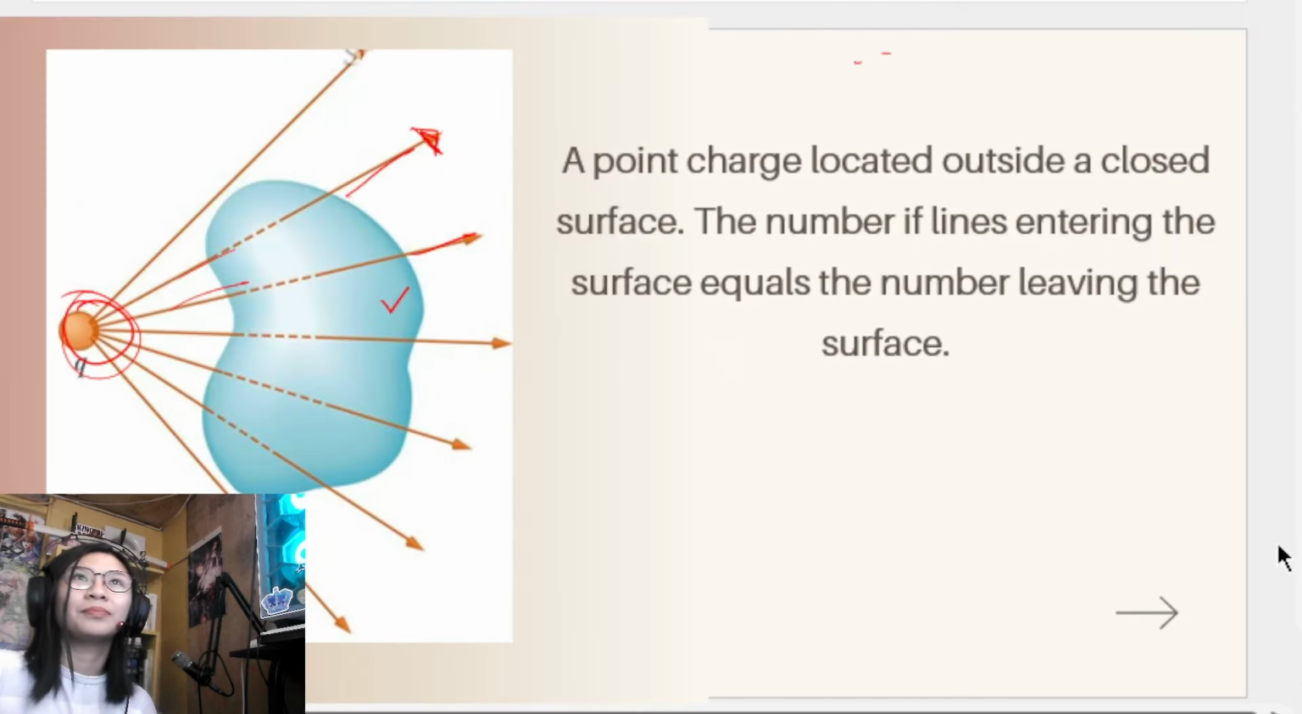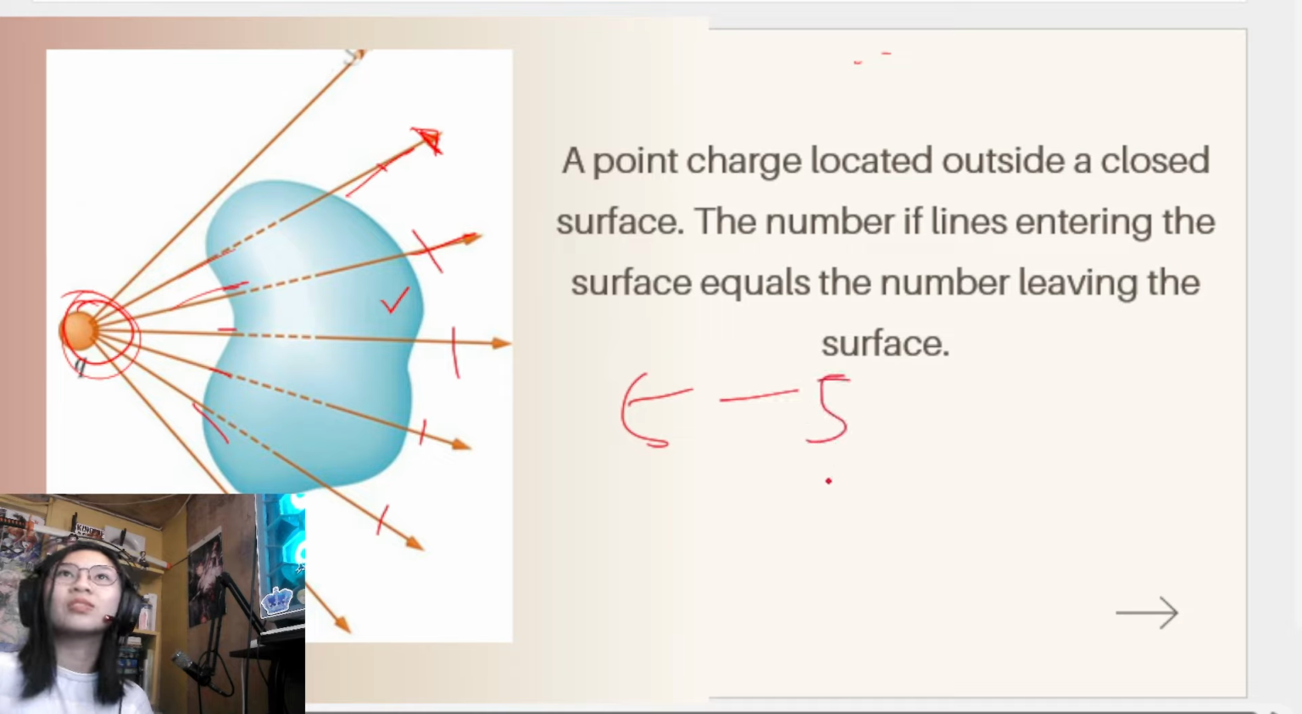But what if in this case your charge is outside your surface? So, kung pila ang lines na nisulod, kung pila ang lines na nigawas minus lines na nisulod, that is your net flux. So, let's count here kung pila ni-enter. We have 1, 2, 3, 4, 5. 5 lines going in. Now we have 1, 2, 3, 4, 5. 5 lines going out. So 5 minus 5, this electric flux is 0. The net flux is 0.